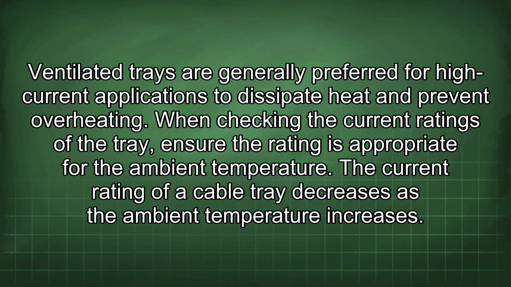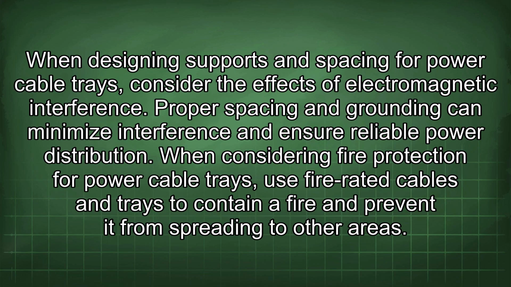When checking the current ratings of the tray, ensure the rating is appropriate for the ambient temperature. The current rating of a cable tray decreases as the ambient temperature increases. When designing supports and spacing for power cable trays, consider the effects of electromagnetic interference. Proper spacing and grounding can minimize interference and ensure reliable power distribution.